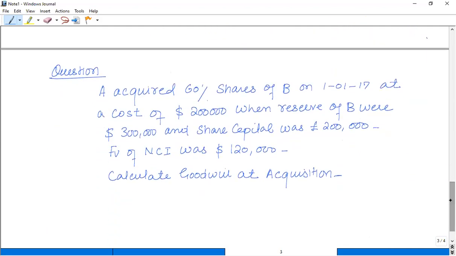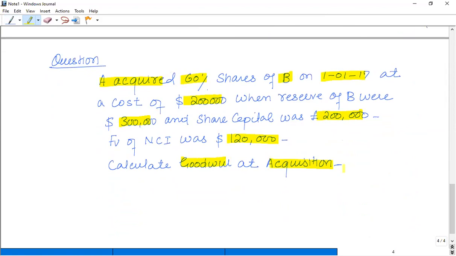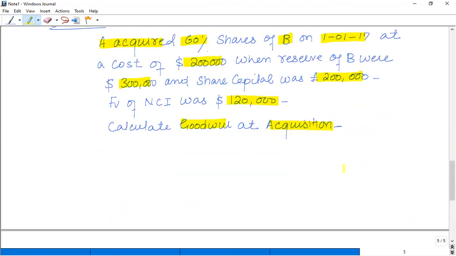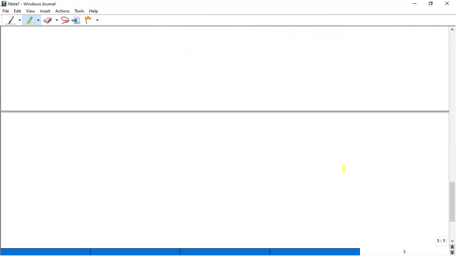Now, move on to another question. A acquired 60% shares of B. So A is a parent company and B is a subsidiary. This is the date of acquisition. This is the cost of investment when the reserves were 300,000 and capital was 200,000. The NCI was 1,20,000. Calculate goodwill at acquisition. In this case, we have been provided cost of investment 200,000 and NCI 1,20,000.